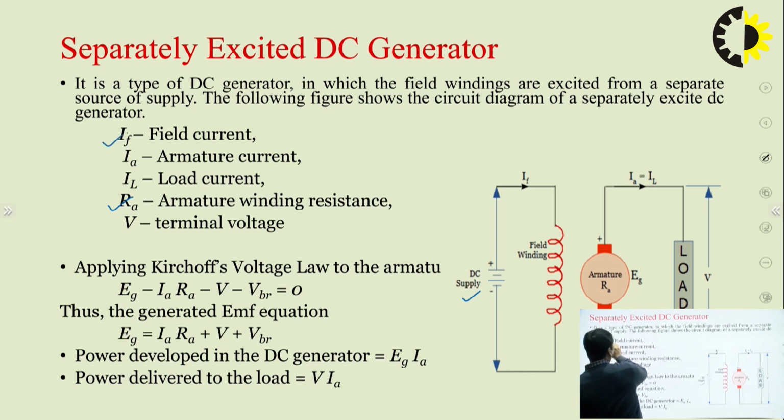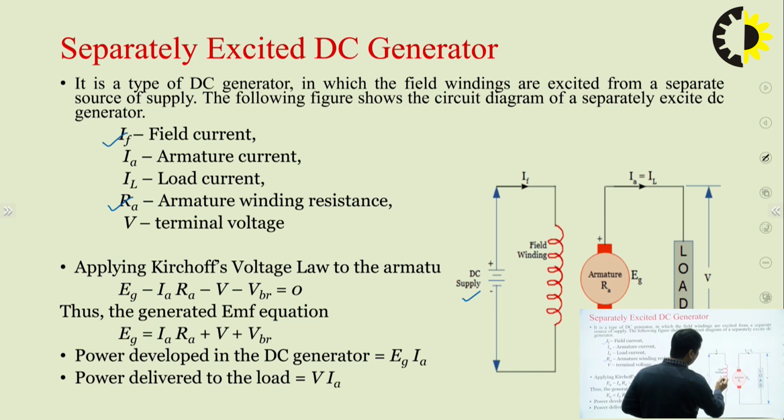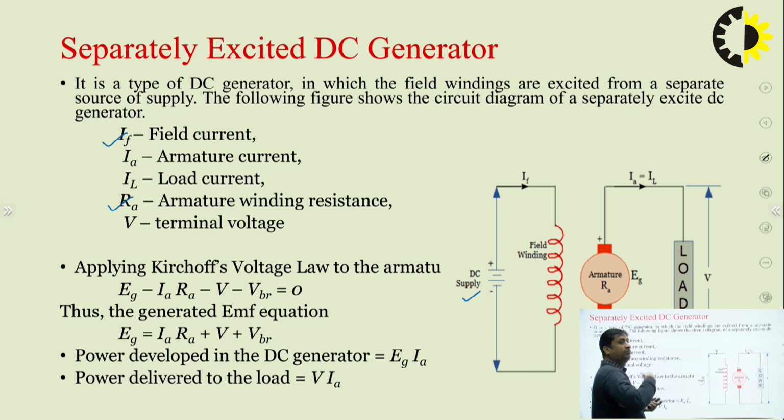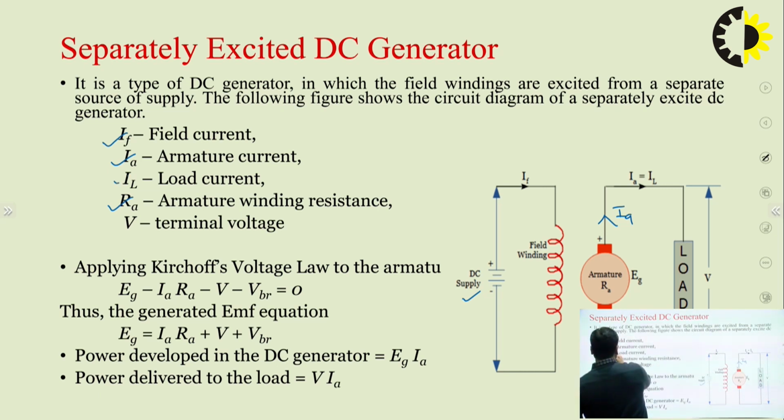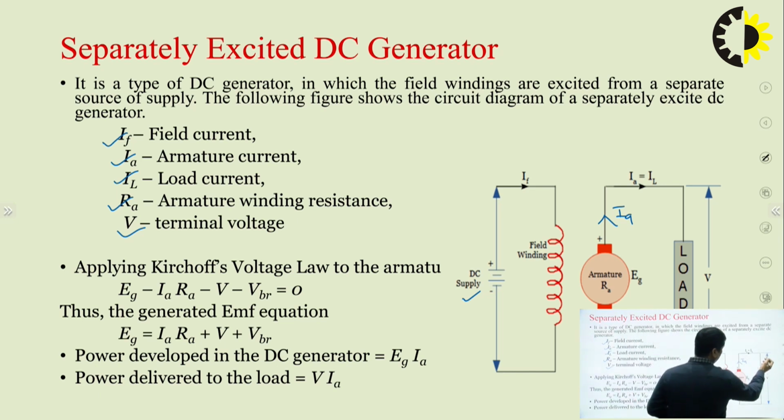IF is the field current which is given to the field winding. Why are we giving field winding current? Because we need to excite the poles, and therefore the field flux will be there, and that flux will be cut by our rotating armature. IA is the armature current when this armature is connected with the load, so obviously the current will flow. IL is the load current, and V is the terminal voltage of the load on the armature side.